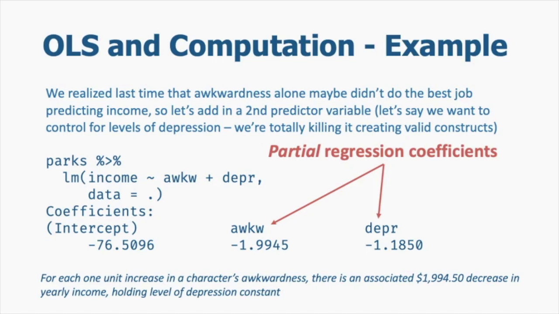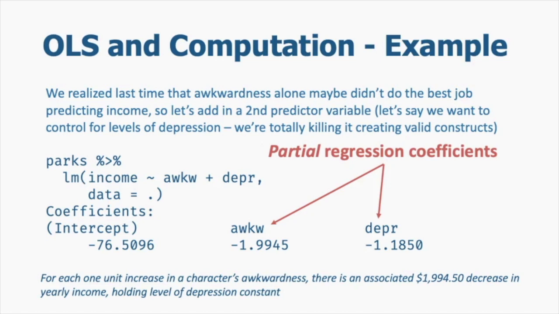It turns out the opposite is also true. So we can say that for a 1 unit increase in depression, there's an associated $1,185 decrease in yearly income, holding awkwardness constant. In other words, if we make everyone equal in awkwardness, what's the effect of depression? Well, it's that number.